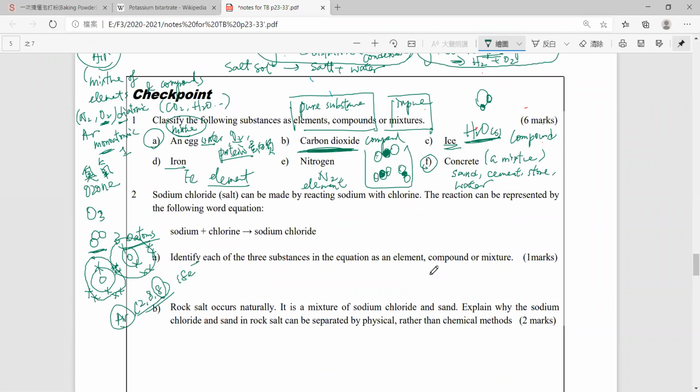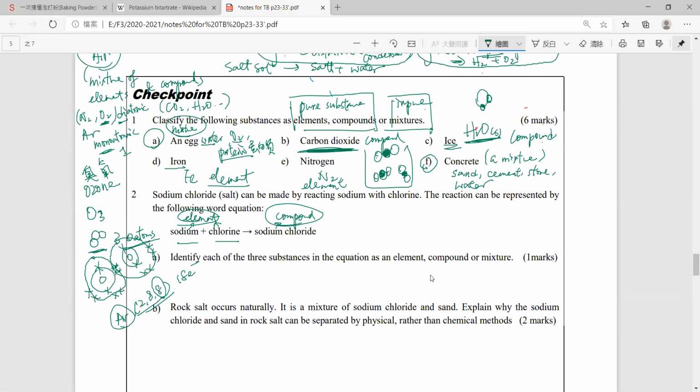Sodium chloride can be made by the reaction of sodium with chlorine. The reaction can be represented by the word equation like this. Identify each of the 3 substances in the equation as element, compound, or mixture. Sodium chloride. Sodium chloride is element? Yep, sodium chloride is compound. Good. 2 of them are elements and this one is compound.